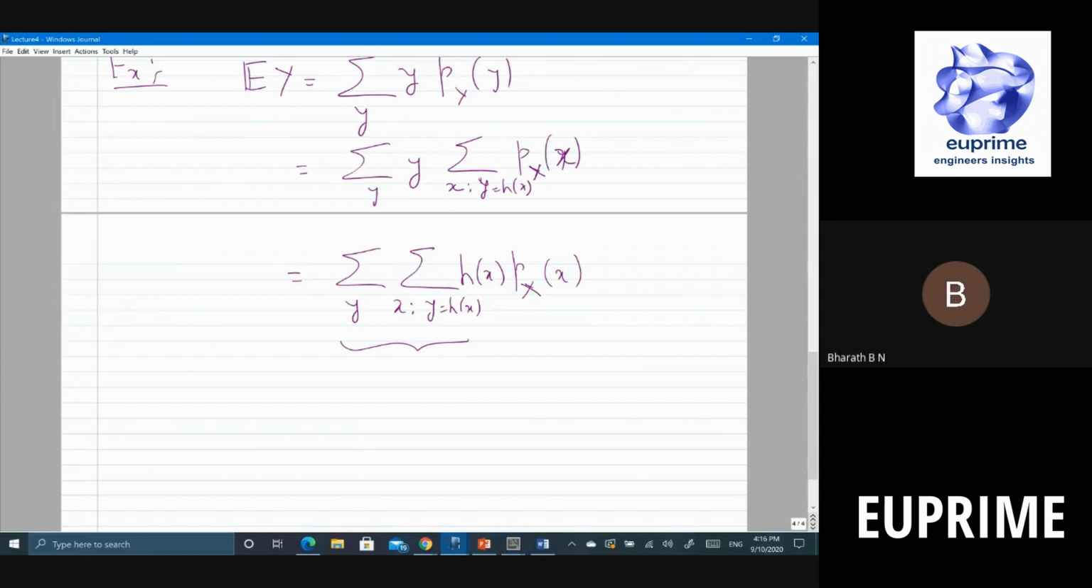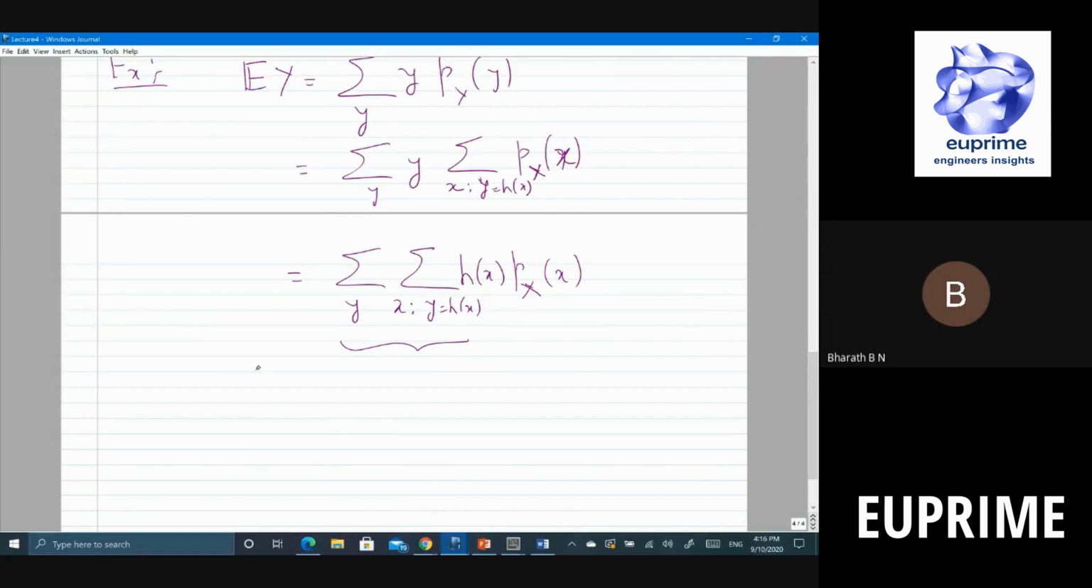Fix a y, and I'm seeing all those x which got mapped to y, right? I'm summing over all possible x's. Then I will change y and see what other x's get mapped to this y, and sum over all that. Keep on doing that. That's what I'm doing, right?